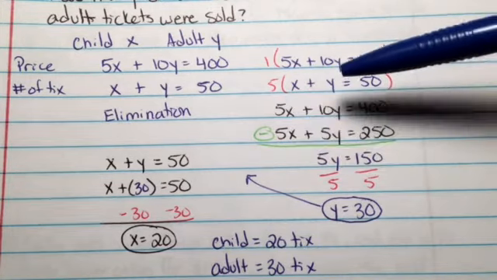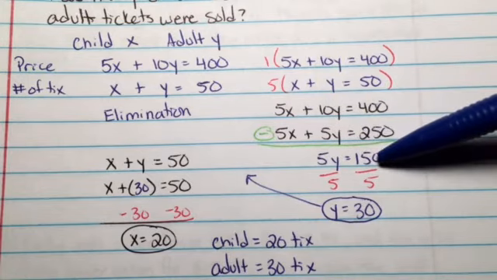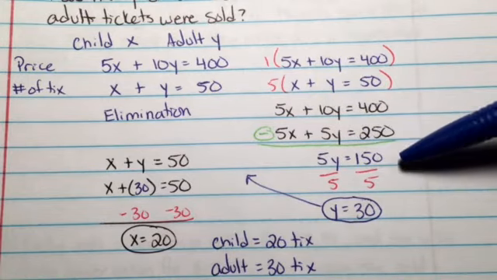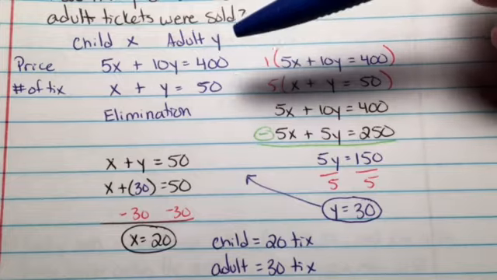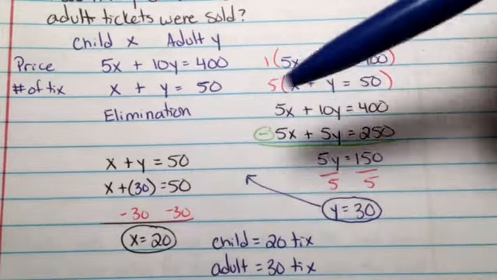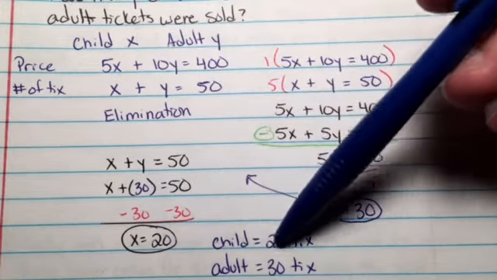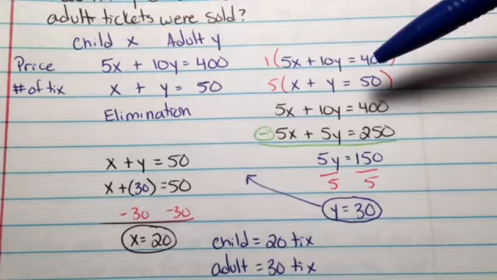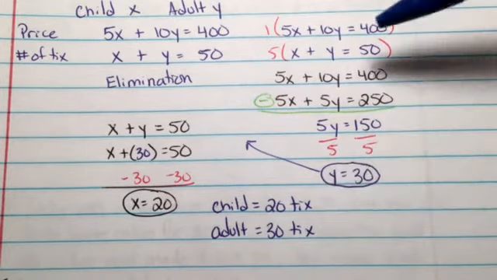That cancels out because it's 0. 10 minus 5 is 5. 400 minus 250 is 150. Solve that, you get y equals 30. Plug that back in. I chose the second equation because it's smaller numbers. Plug the 30 in for y, solve, and we get 20. So what do we know? Well, the children was x, so 20 children's tickets were sold. And the adults were y, so there were 30 adult tickets sold.